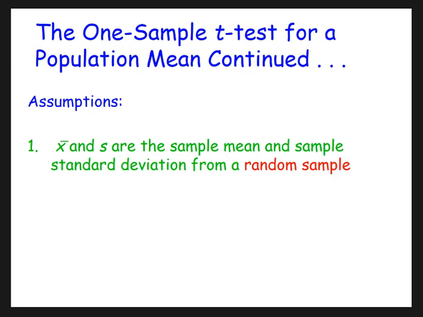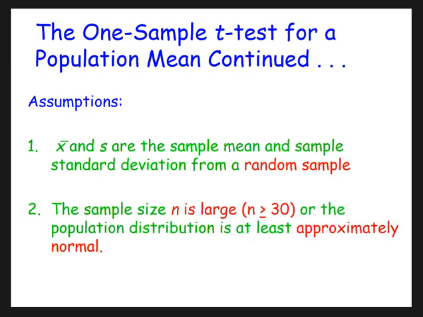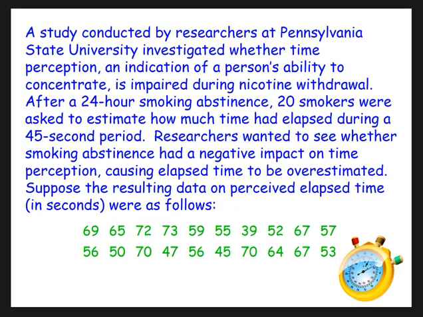So x-bar and s are the sample mean and sample standard deviation for a random sample. Population size n is larger than 30, or the population is at least approximately normal. So even if the population is not approximately normal, if the sample size is greater than 30, the sampling distribution is still approximately normal, so we can still use these methods. If the sample size is less than 30, we do have to know that the population is approximately normally distributed.